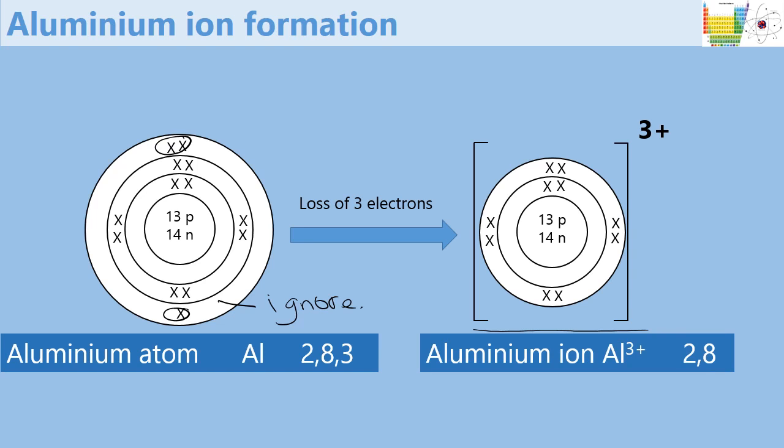Now it has a positive 3 charge, which we write as 3+. Also, in the symbol we write 3+ as a superscript, or if you're writing by hand, you write it slightly above. Now, do not forget to put the square brackets.